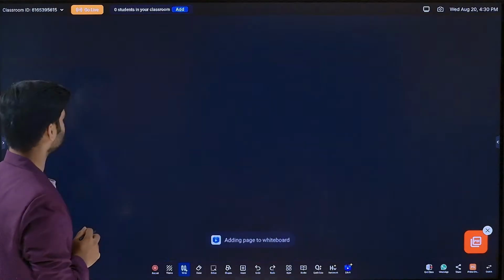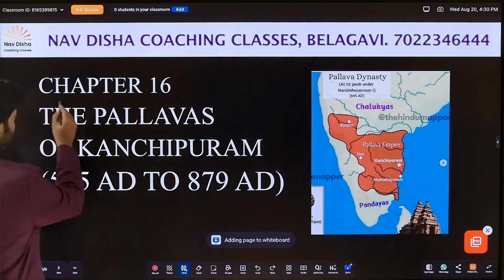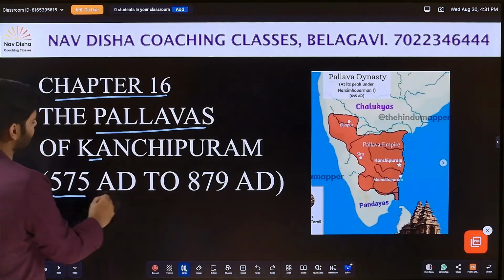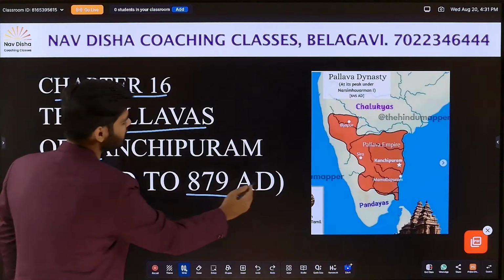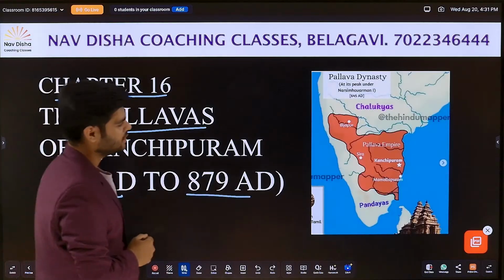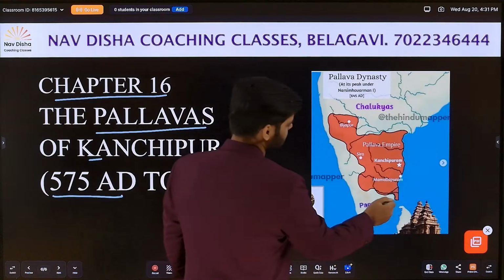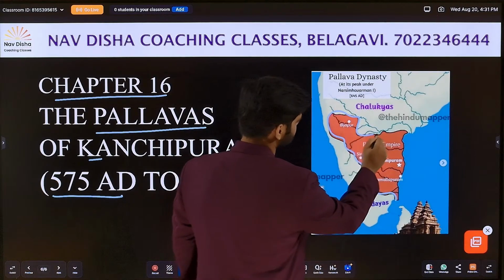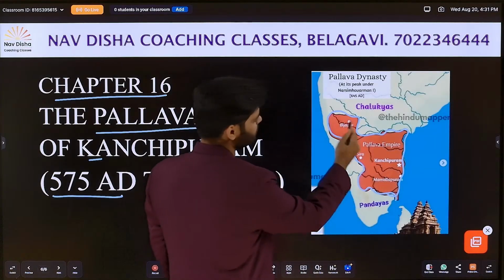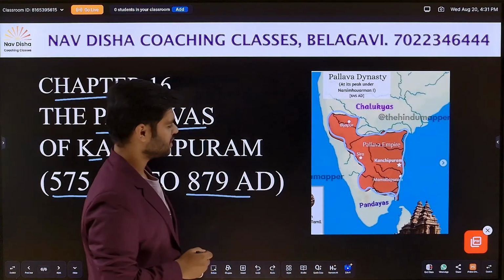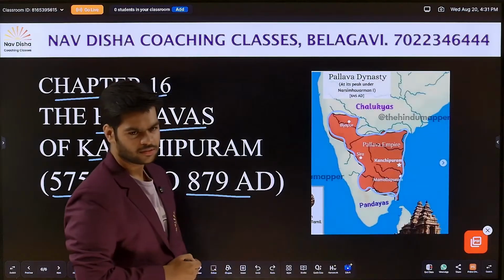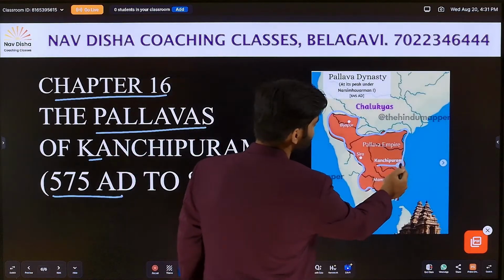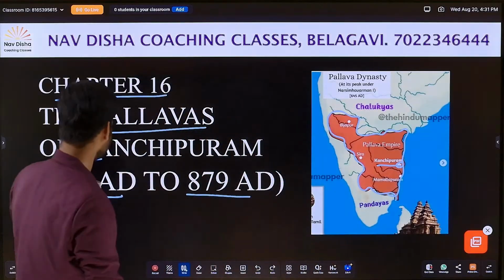So we have two chapters here in early medieval history. Chapter 16, the Pallavas of Kanchipuram. They start in 575 AD and end in 879 AD. This is the Pallava Empire. It covers part of Tamil Nadu, Andhra Pradesh, some part of Karnataka, and some small part of Kerala. Kanchipuram, in Tamil Nadu, was their capital.